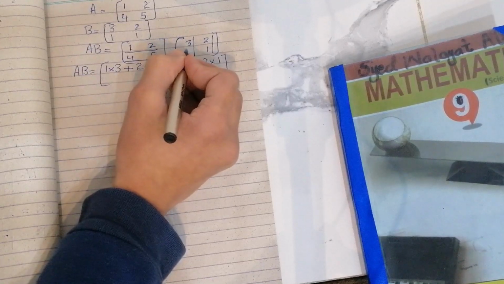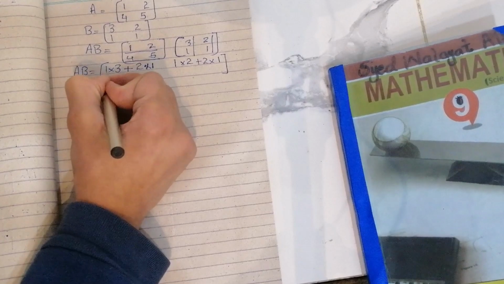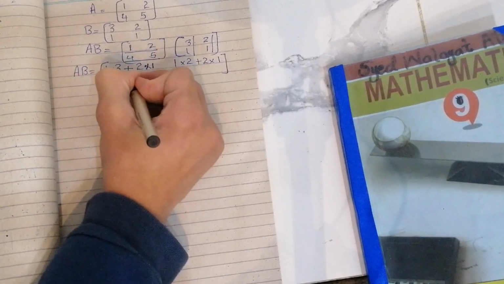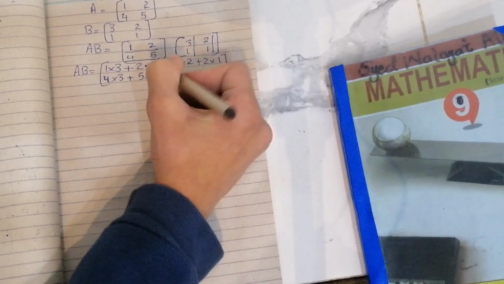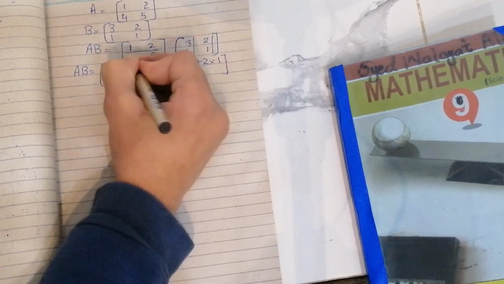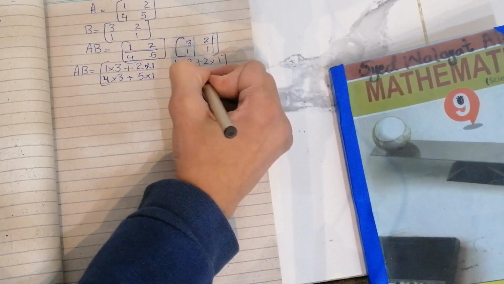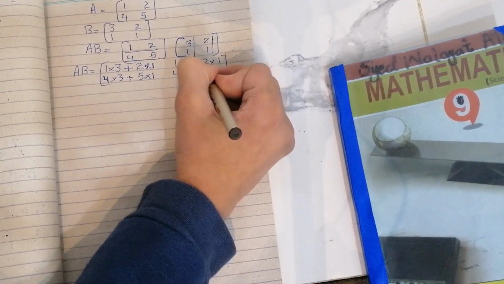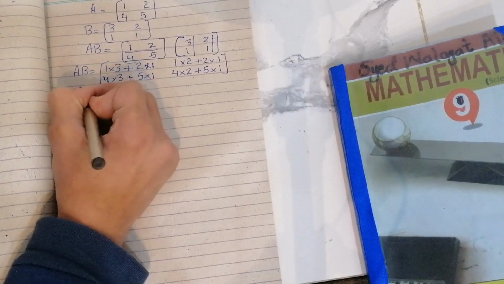Second row multiply by first column of matrix B: 4 multiply by 3 plus 5 multiply by 1. Then 4 multiply by 2, second row multiply by second column, plus 5 multiply by 1. So what will be the answer?